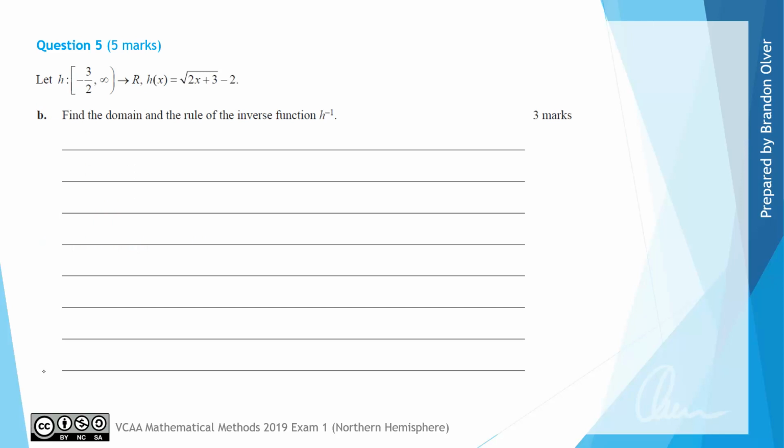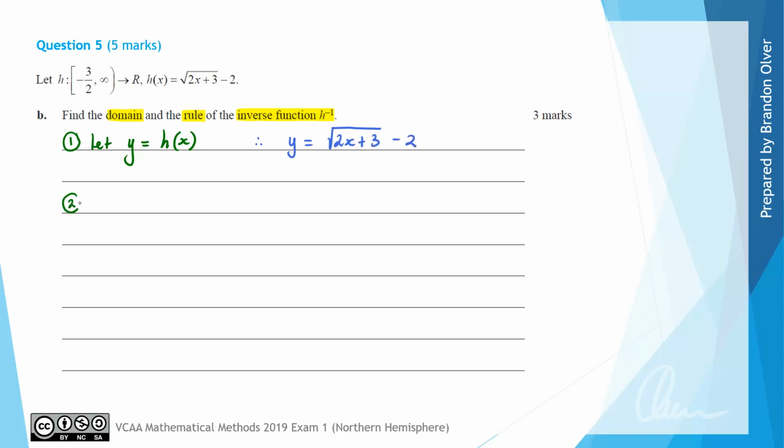For part B, we still have the same function, and we're asked to find the domain and the rule for the inverse function. To answer this question, the first thing I'm going to do is let y equal h of x, so that all we have is x and y in our rule. Therefore, if y equals h of x, we simply find that y is equal to the square root of 2x plus 3 minus 2.